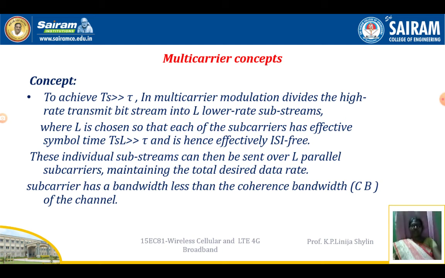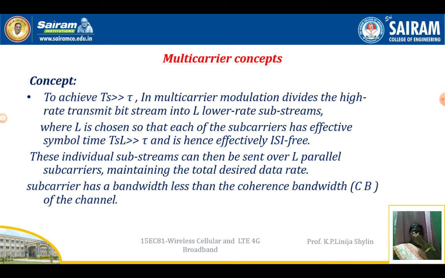Here we divide the high rate transmission bit stream into L lower rate bit streams. The first step is dividing the high rate bit stream into L lower rate bit streams. And what is L? L should be chosen in such a way that each subcarrier has TS times L much greater than tau, so it is ISI free. The chosen L should satisfy these two conditions. These individual substreams can then be sent over the L parallel subcarriers.